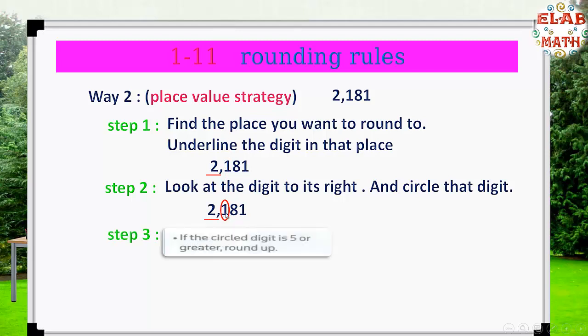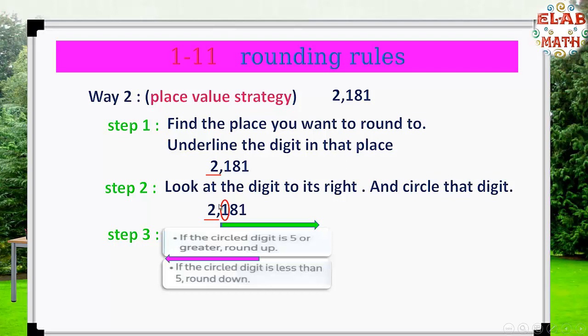Step 3. If the circled digit is 5 or more, or greater than 5, round up. Round up means add 1 to the 2 in the thousands place. But if the circled digit is less than 5, you should round down. Round down means you should write the digit without any change. Last point, put zeros instead of all digits after 2.